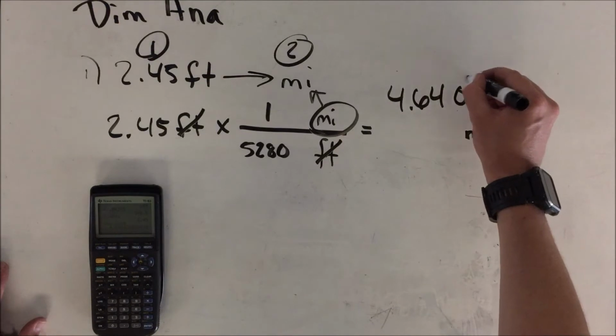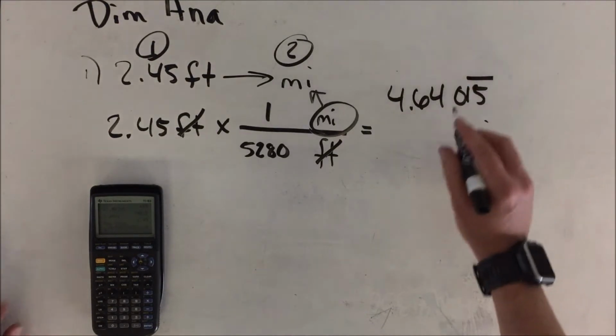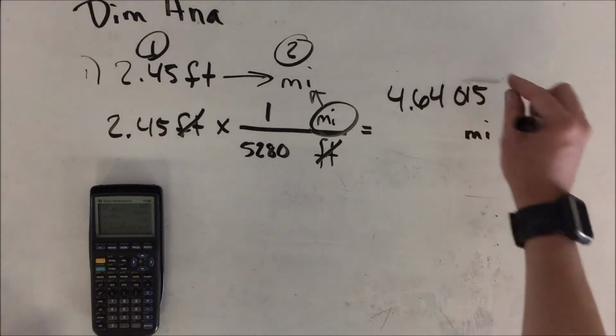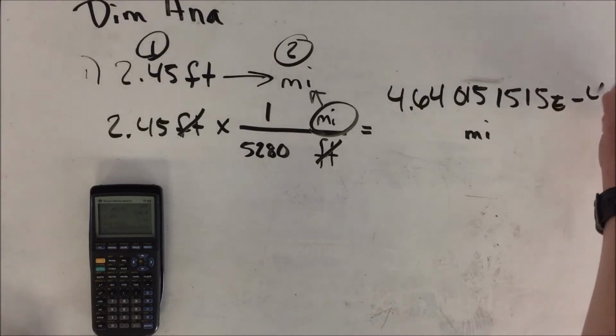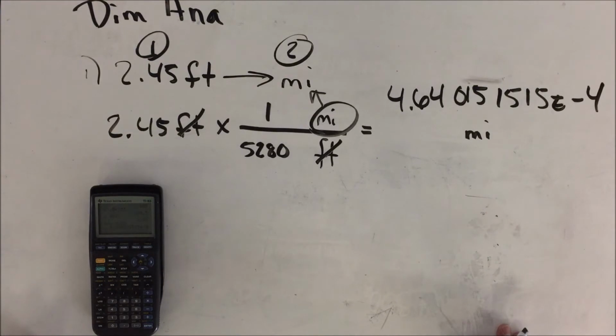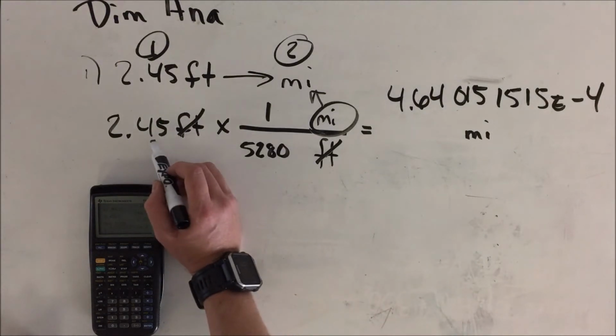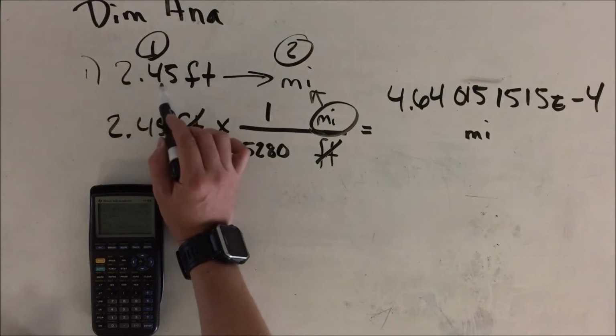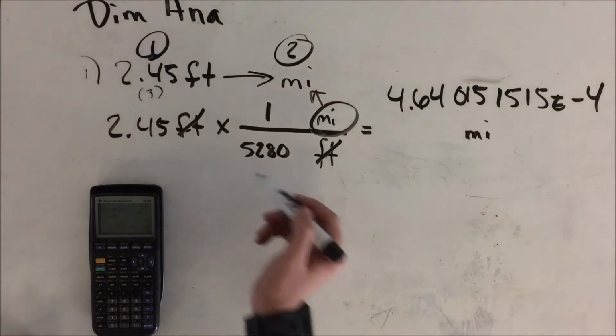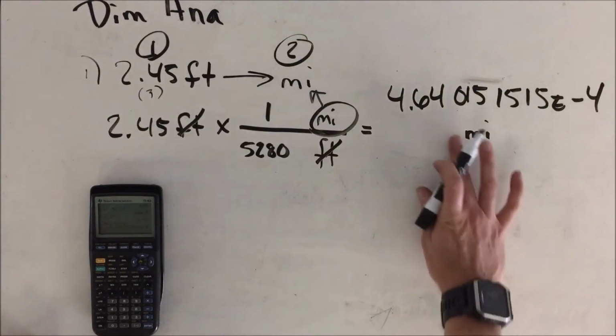It gives me this big long string of numbers, which actually happens to be 4.64015, and the 15 is repeating for a while, but it doesn't continually repeat, e to the negative 4. So I have to actually truncate that into proper sig figs. The way to do that is I access what was given to me and how many sig figs that was in. From our sig fig rules, you know that there are 3 sig figs here. So my answer has to be rounded to 3 sig figs.